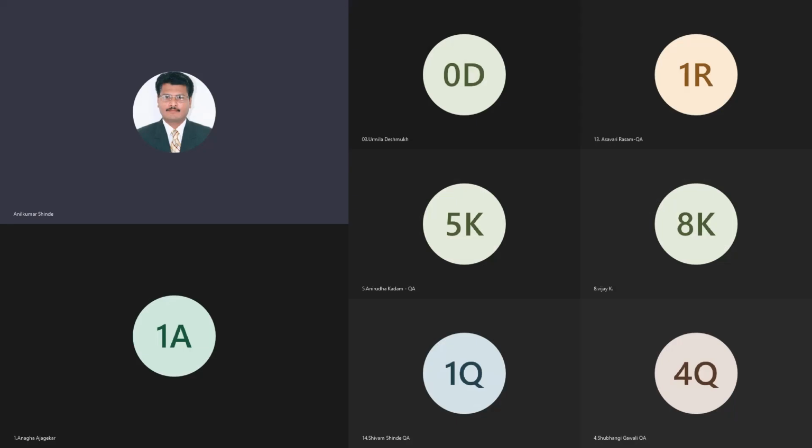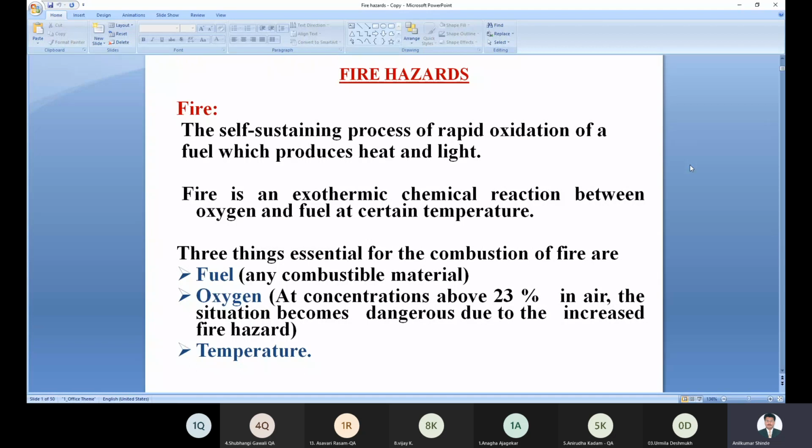Today we start with the next point, that is fire hazards. We have seen the introductory part of fire hazards in the last lecture. So what is a fire? Fire is a self-sustaining process of rapid oxidation of fuel, producing heat and light.